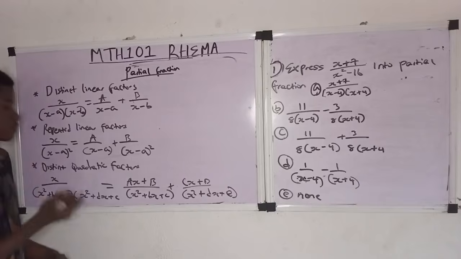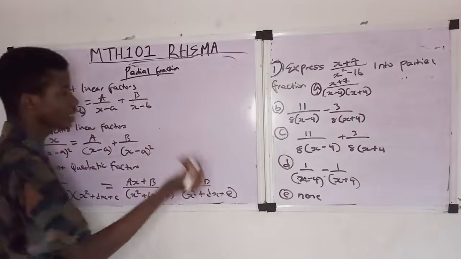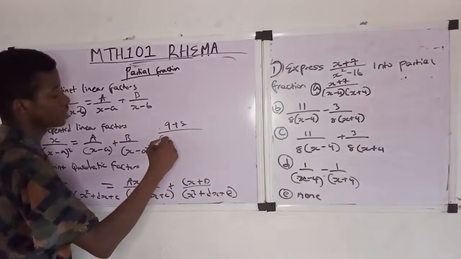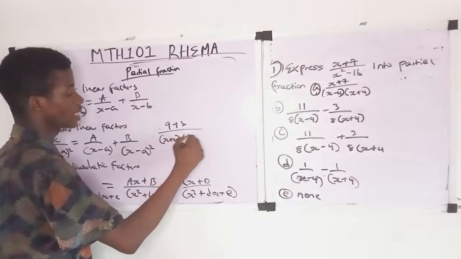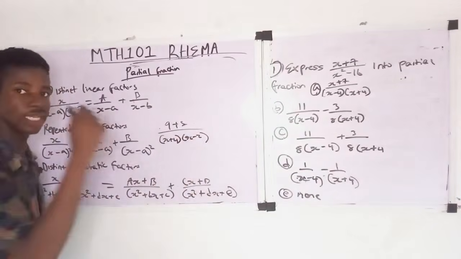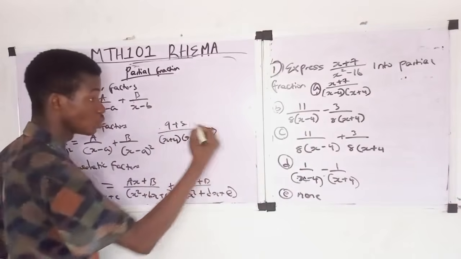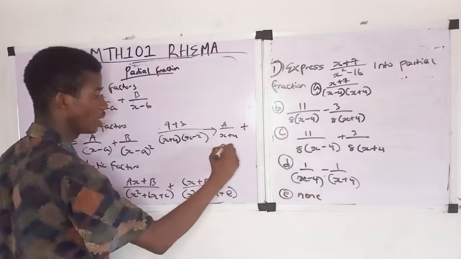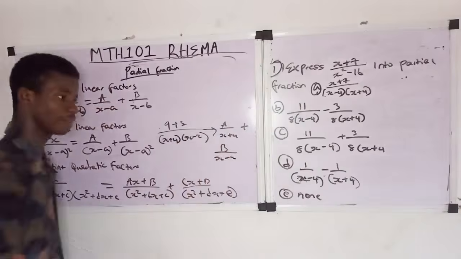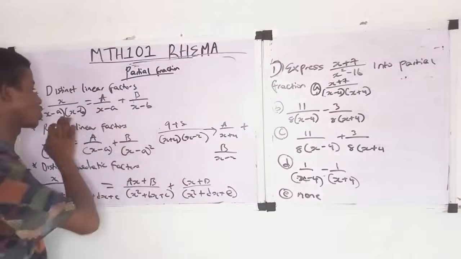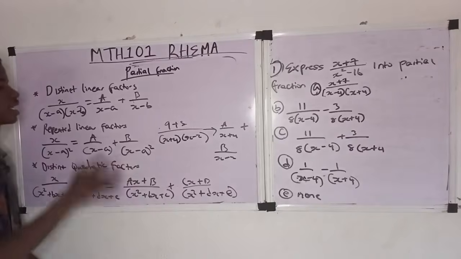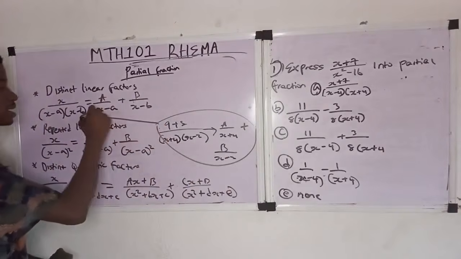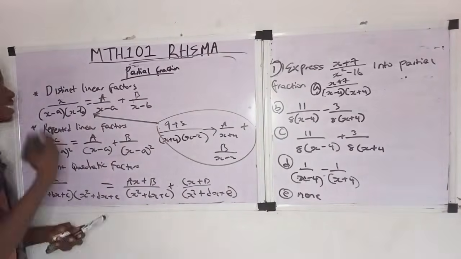So if you have something like this, let me say s plus 4 divided by s minus 2, and you decompose it, we do it like this: A over this first denominator, s plus 4, then plus B over this second denominator, s minus 2. That is when the highest power of s is 1. That is a linear factor. So this type of partial fraction is under distinct linear factor.